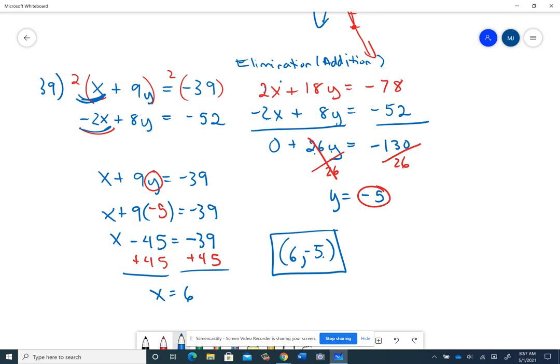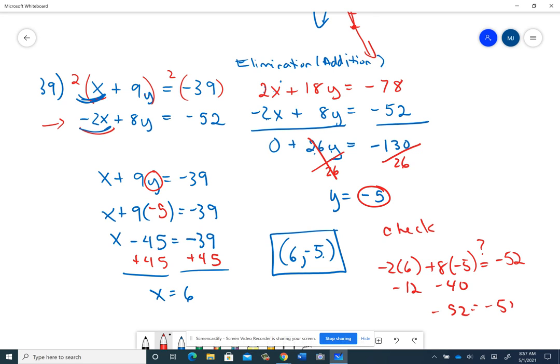Also remember you can double check that you're right. Since I used the first equation to find the other coordinate, I'm going to use the second equation as my check. So this is my check. If it also works here, when I plug in a 6 and a negative 5, then I probably did it right. Oh yeah, good. I made it work on the first one, and then I can see that it works on the second one.